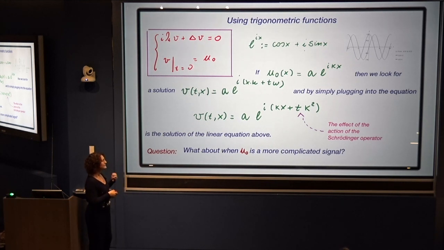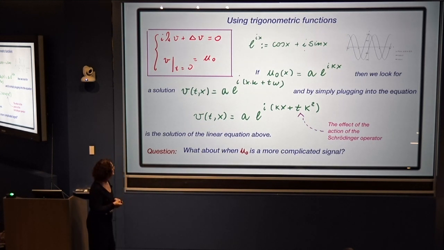Now, I expect that the solution for my linear problem takes the following shape. So I'm expecting that v of t,x, the solution of my Cauchy problem, linear now, is a e to the ixk, but then there is the action of the equation, and that action I expect to add this modulation e to the i t omega. Now, what's omega?